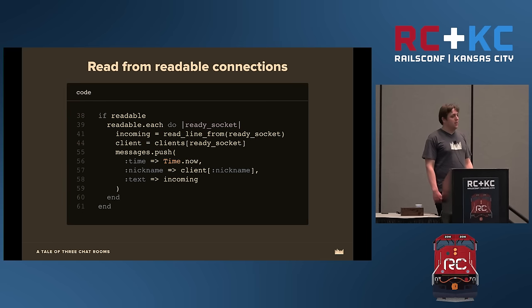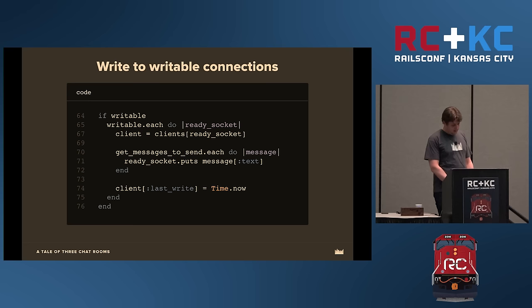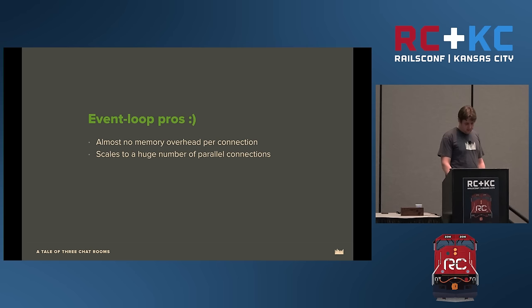And we have sort of the same code again as we've seen earlier. It pushes a message back onto the messages list. And the writable code is also sort of the same. So the upside of an event loop system is that it has a very, very low overhead per connection, and it scales up to a huge number of parallel connections for this reason.